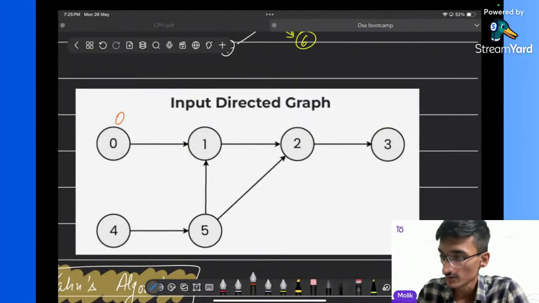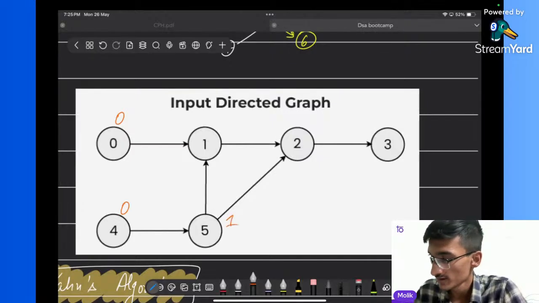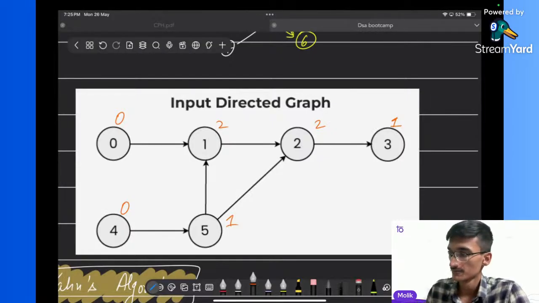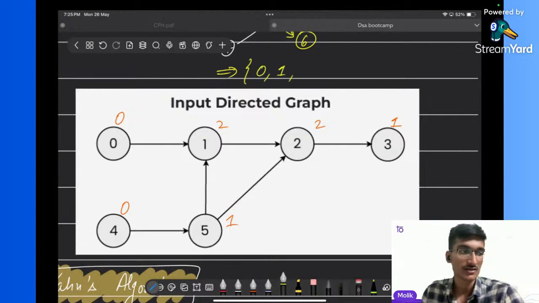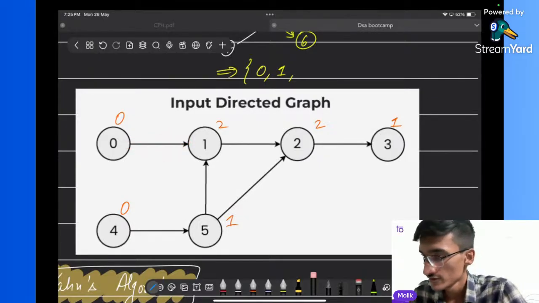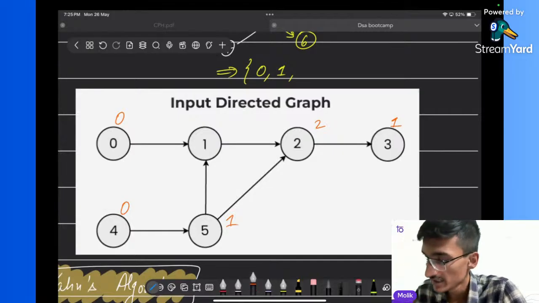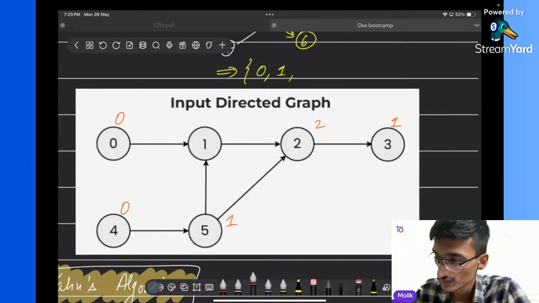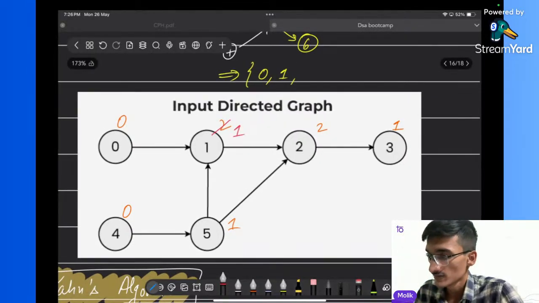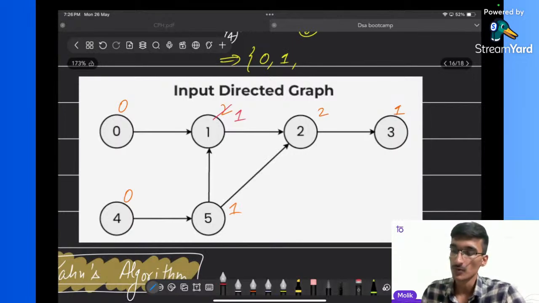0 0 1 2 2 1. Okay, and this is my topological sort. Now you put 0 and 4. Let's say you first pop 0 from the queue. You see the adjacency of this, and you decrement it by 1. Maybe let me just show you how it's done. It's 2, you decrement it to 1. Nothing happens. Okay, you pop 4.